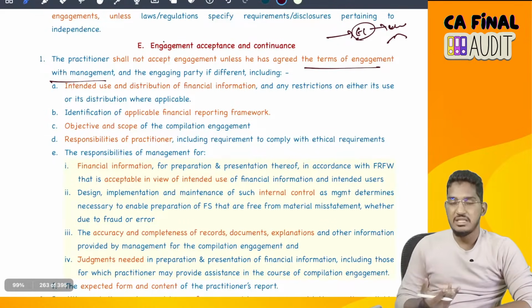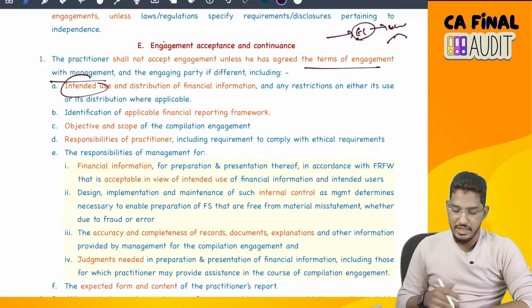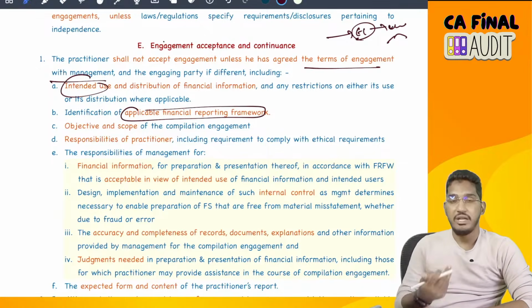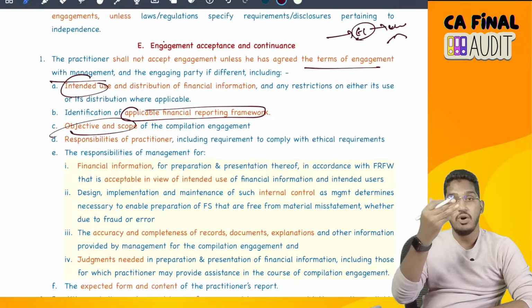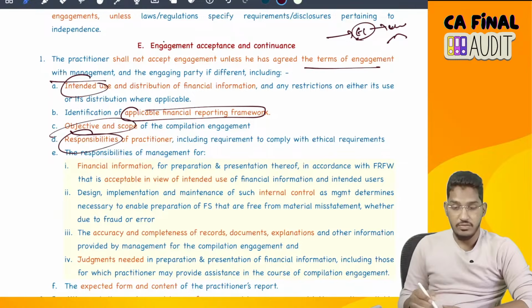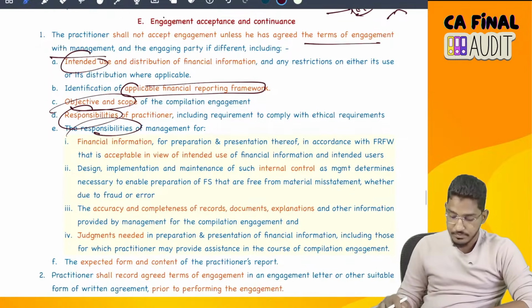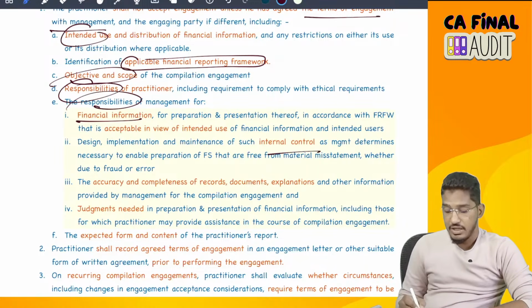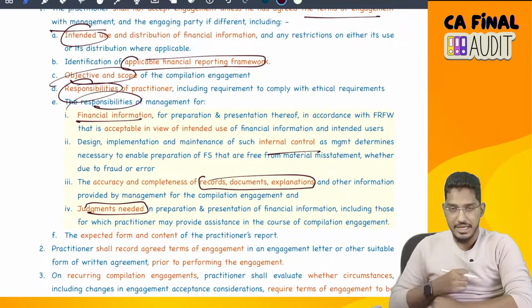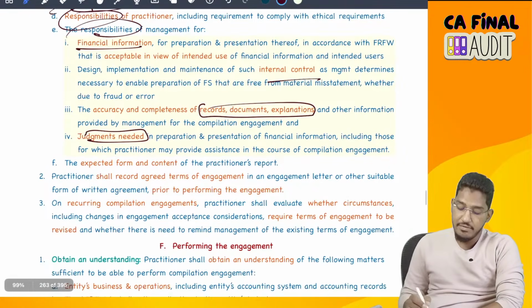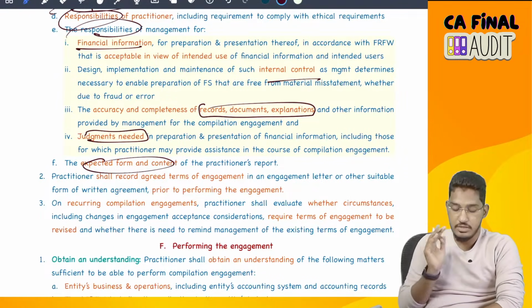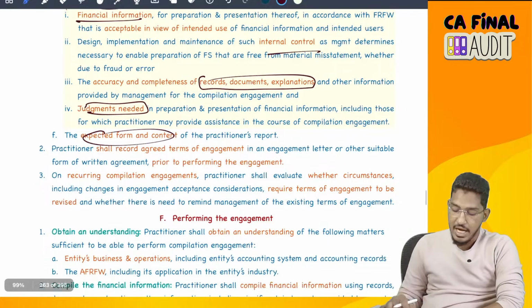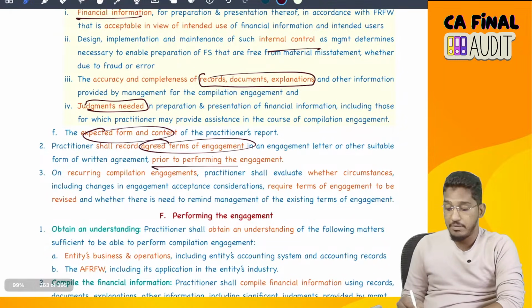What terms you have to agree, basically what things must be included in that engagement letter: the intended use, what is the use for which you are getting the compilation engagement, and the applicable financial reporting framework according to which I have to prepare the financial statements, the objective and scope of your engagement, the responsibilities of the practitioner, and the responsibilities of the management. As I have told, management is only responsible for financial information, for internal control, for providing accurate records and information, and for making the judgments. So include one paragraph where you will explain all the management responsibilities, and even the form and content of the report. All these terms you have to agree with the client, and the practitioner shall record all the terms of engagement even before performing the engagement.